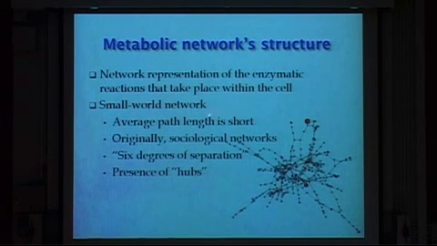is that the average path length is short within the organism, within the network. The original design was based on sociological networks, this so-called 6 degrees of separation approach. And basically what this means is that the path length between one metabolite and another metabolite somewhere in the system is likely to be quite short, because there are a lot of very well-connected hubs in the system through which these metabolites can transfer.